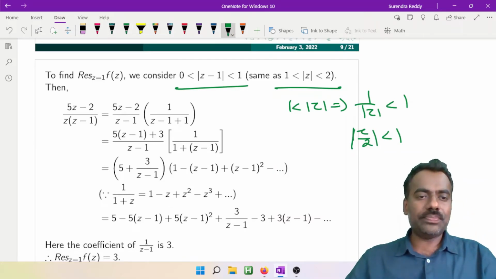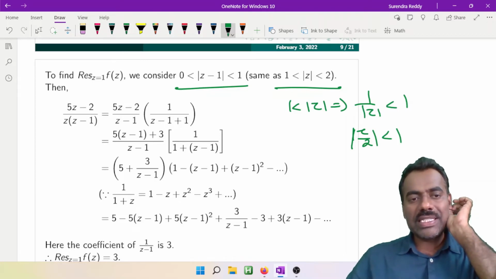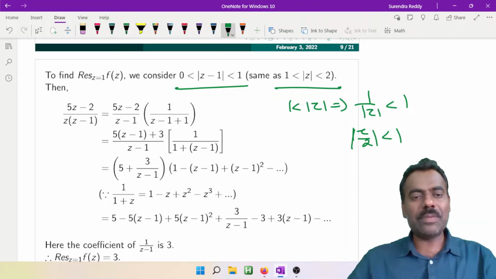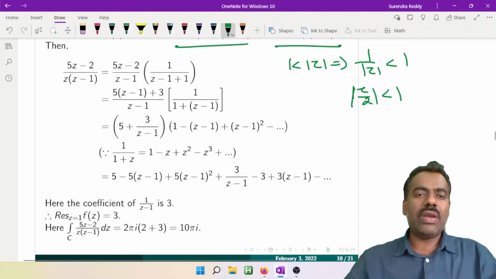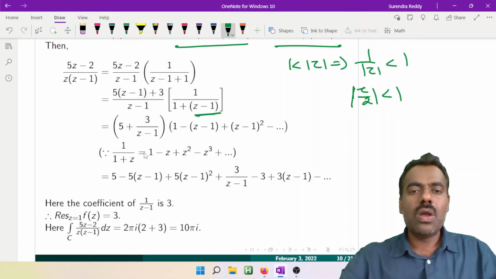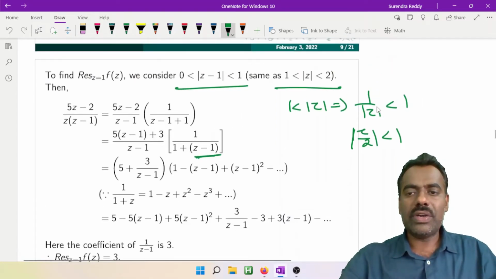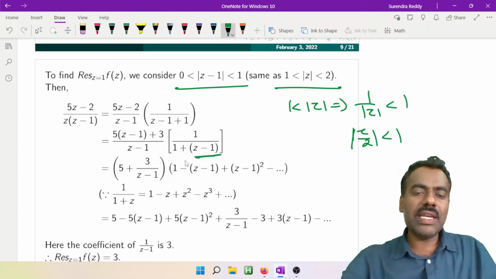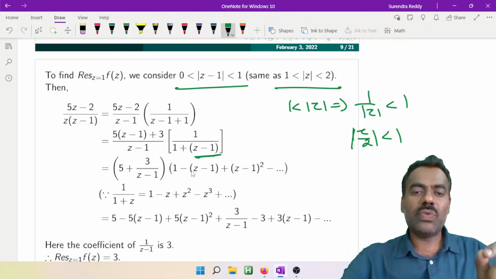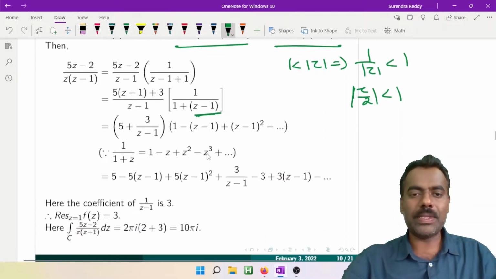For that, here what we did is write 5z minus 2 upon z minus 1, with z replaced by z minus 1 plus 1. So we have added and subtracted 1 here. So this is just like 1 upon, where whatever z is here is nothing but z minus 1, just like here. So we are trying to write this in this form. What we have here is 1 by, where alternating signs appear when plus is there.